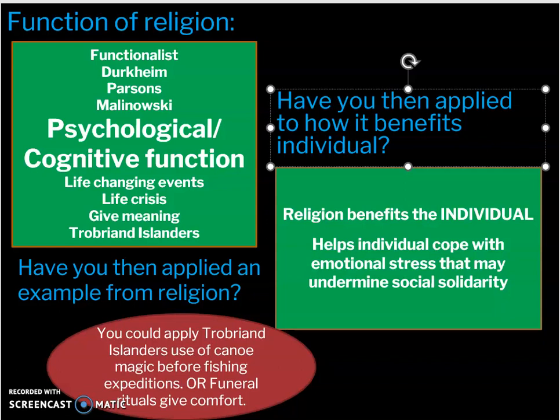And make sure that you are applying an example from religion to just back up your understanding. So you could use the Trobriand Islanders here because Malinowski talks about the use of canoe magic before fishing, and it allowed people to gain control over things that are out of their control. Or you could talk about how it might give meaning in terms of life-changing events. For example, someone's dying, for example. So funerals, rituals, they give comfort, for example. And you might think of other examples that you can apply here as well. So just use your knowledge and your understanding.